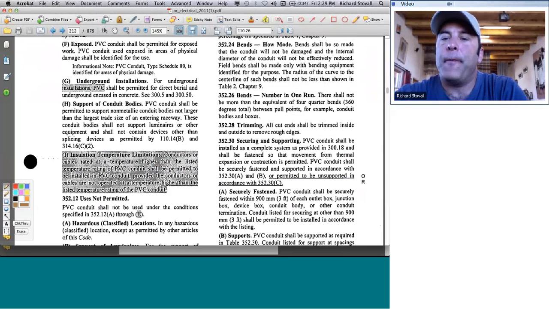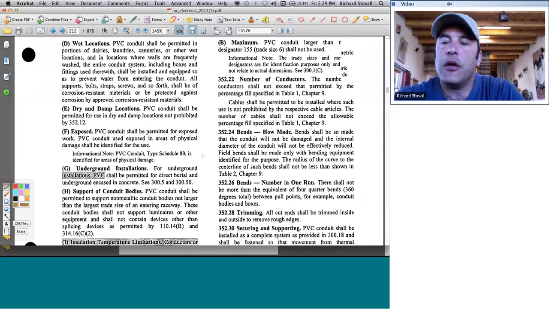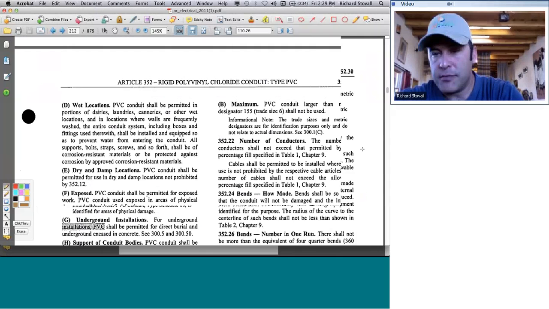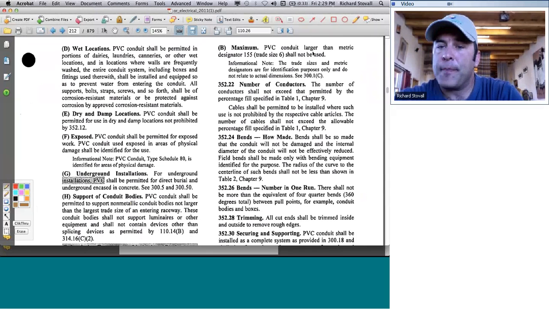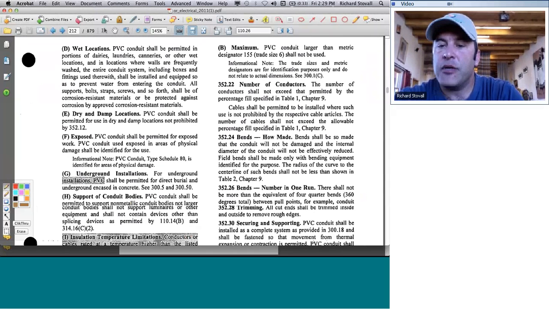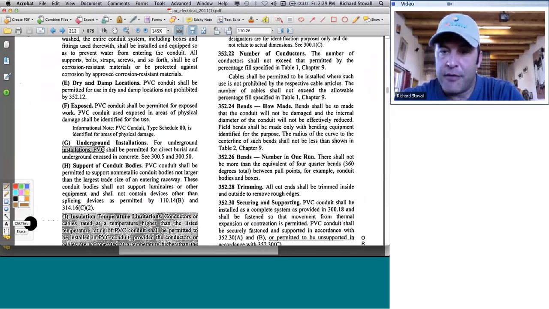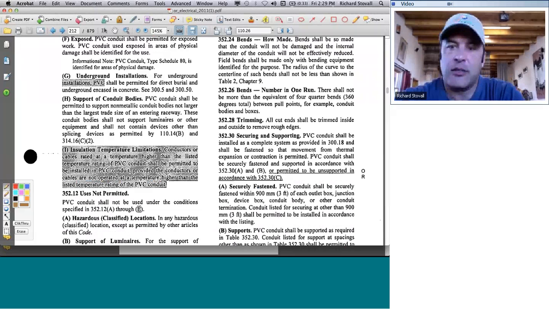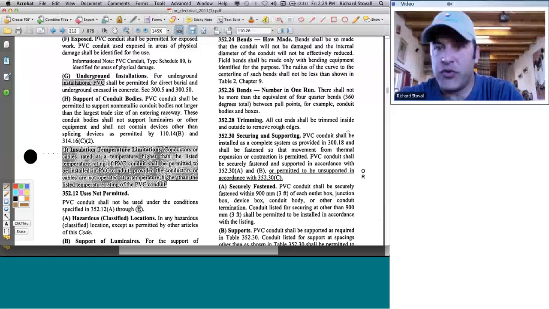Going up here, can't be used larger than trade size 6, okay? Indicate some information about conduit fill. How many bends you can have in one run, not more than 4. How the trimming needs to be done, okay? All cut ends shall be trimmed inside and outside to remove rough edges.